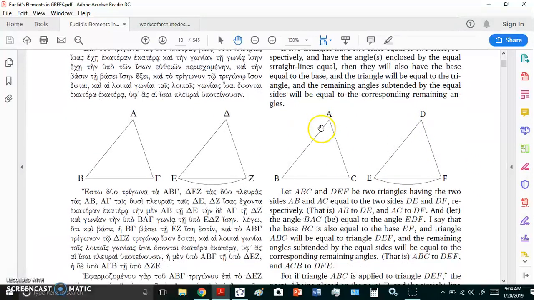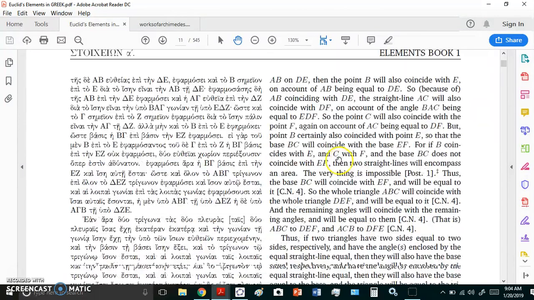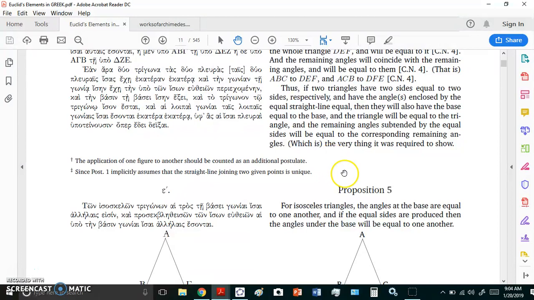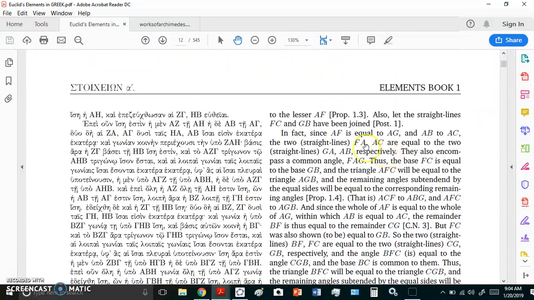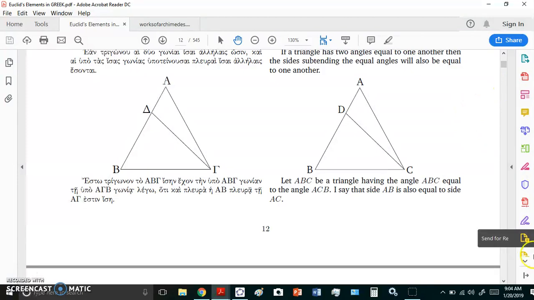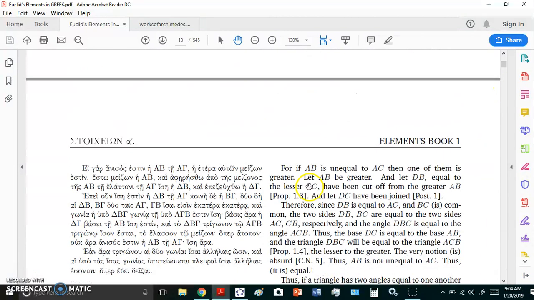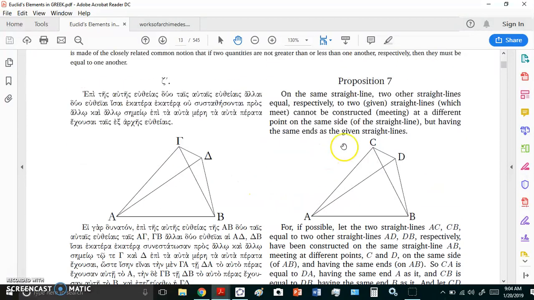Well, the proofs become quite complex as you move along in Euclid's books of the Elements. If you move along, you will see that all the propositions are quite complex as you start off from the beginning. Now, I don't want to spend any more time on that.